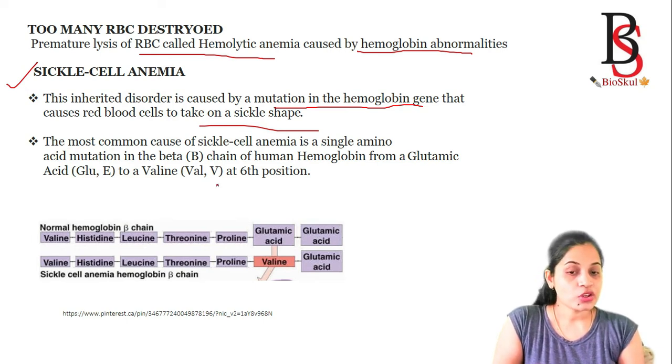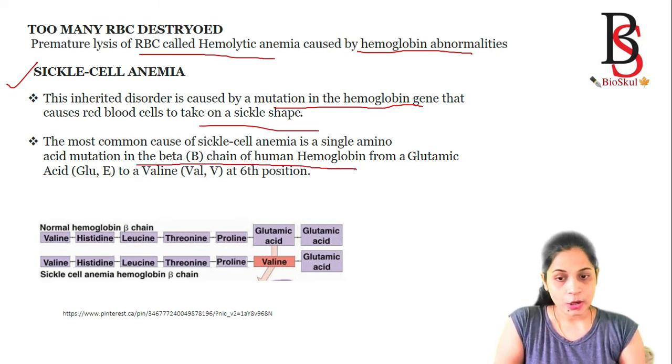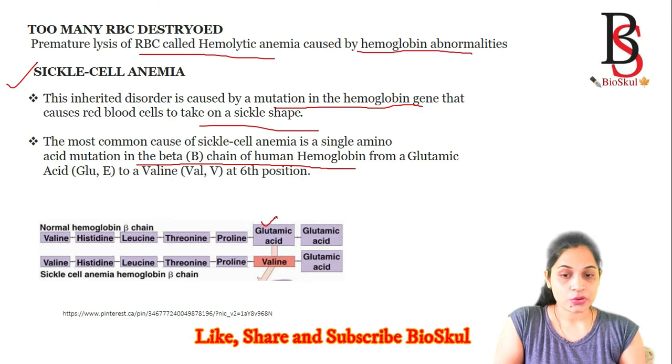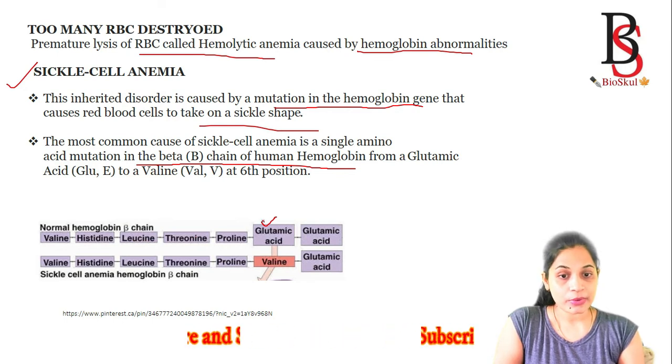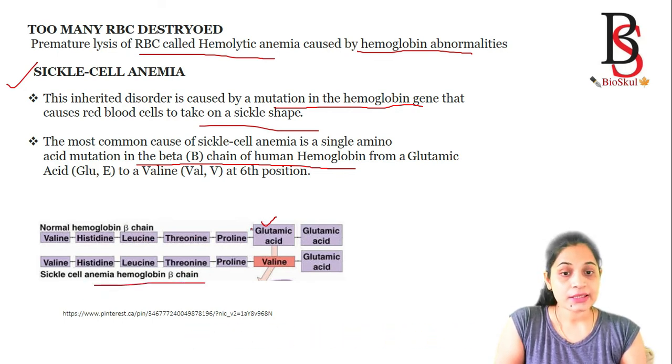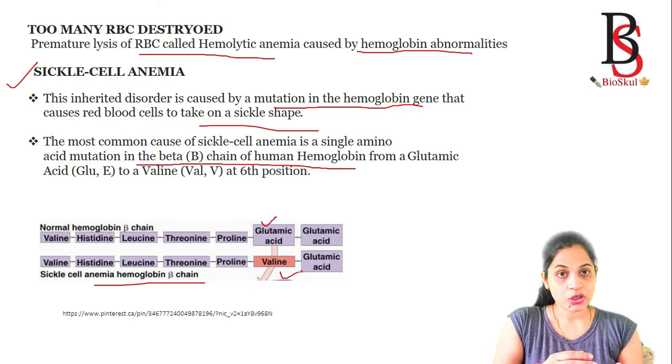So the most common cause of sickle cell anemia is a single amino acid mutation in the beta chain of hemoglobin, where the amino acid is glutamic acid. Here you can see the normal hemoglobin beta chain, with the presence of the amino acid glutamic acid, okay, at which position? At the 6th position, 1 2 3 4 5 and the 6th position. But in sickle cell anemia, this glutamic acid present in the beta chain at the 6th position is converted into another amino acid called valine. Because of this mutation, the RBC changes its shape into a sickle cell, and that is called sickle cell anemia.